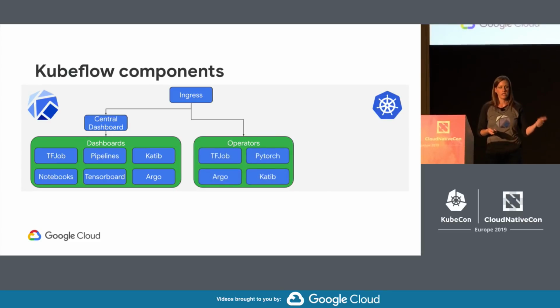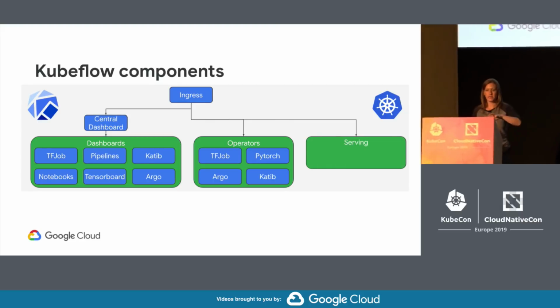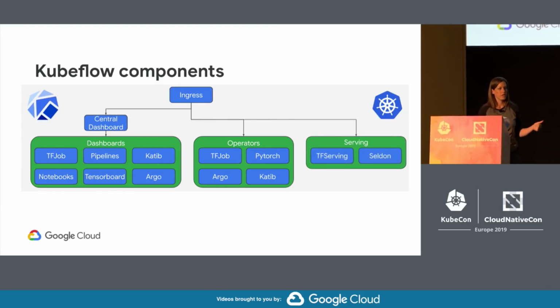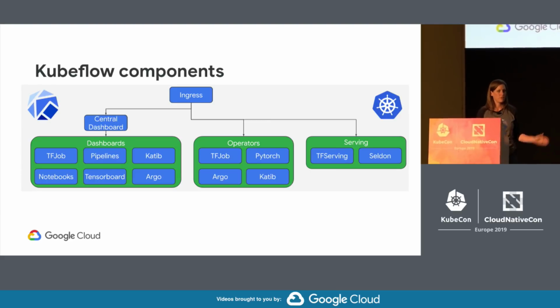Each of those UIs has an operator behind it. So you have one for TensorFlow, for TF jobs, one for PyTorch. And then you also have Argo and Katib operators. And then on the serving side, you have one for serving trained TensorFlow models and Seldon for packaging up any Python library.